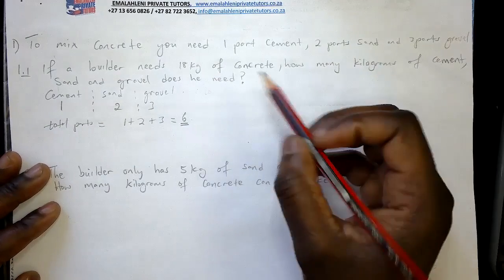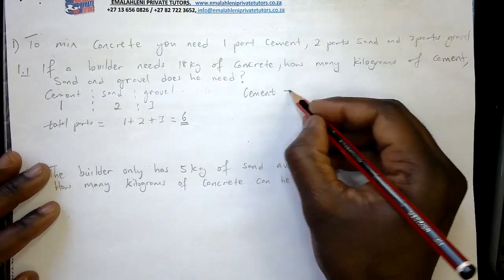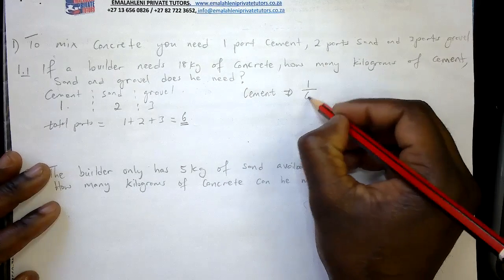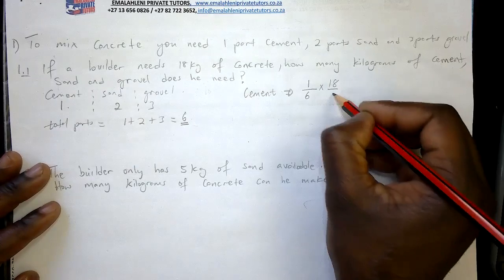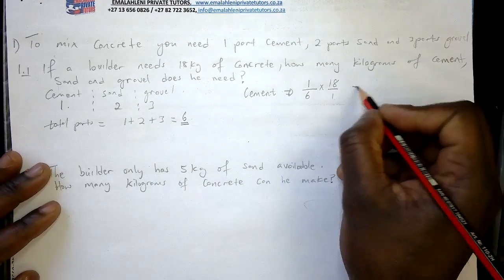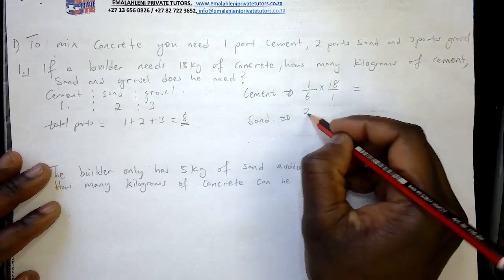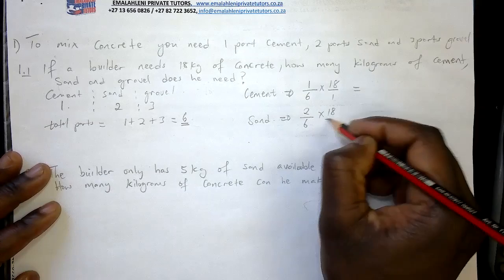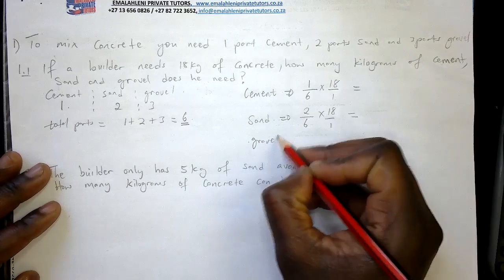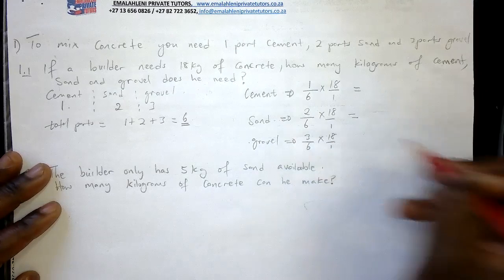Now I want to see how much cement we need. Of that 18 kg, it's going to be 1, which is for cement, over the total 6, times 18, which is the total kgs, because we are splitting the 18 kg here. Then we move on to sand. Sand is going to be 2 over 6 times 18 over 1. Then gravel is going to be equal to 3 over 6 times 18 over 1.